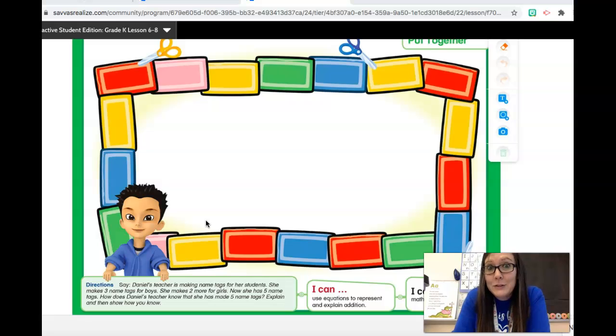I even gave you the answer in that math story. What I want you to do is explain, how does Daniel's teacher know that she made 5? How can we show that? Let me read it again. Daniel's teacher is making name tags for her students. She makes 3 name tags for the boys. She makes 2 more for the girls. And now she has 5. How does Daniel's teacher know that she made 5 name tags? Go ahead and pause the video and try this on your own.